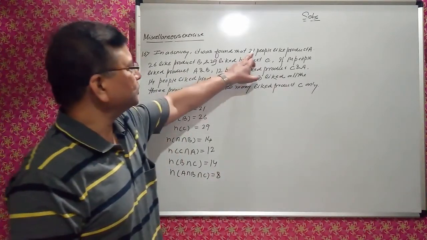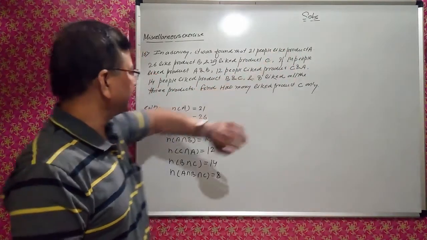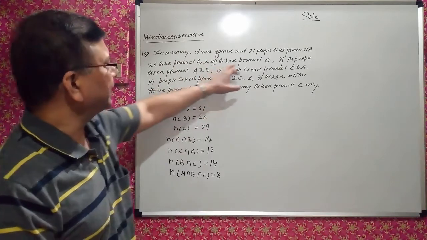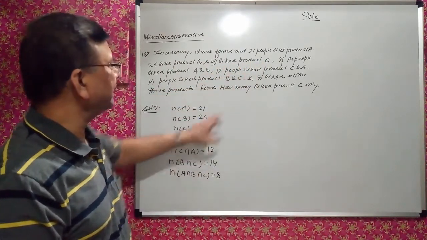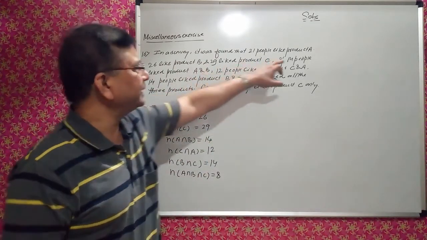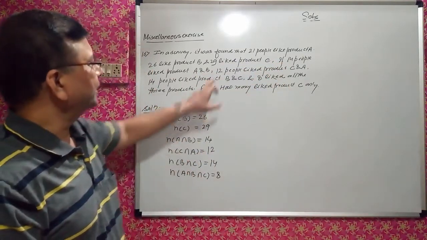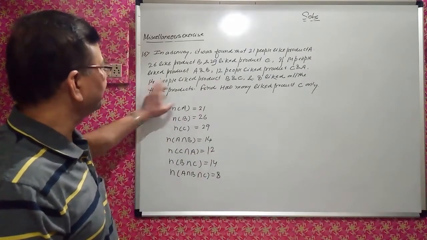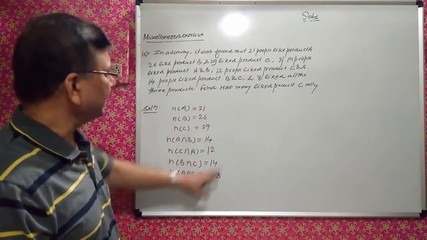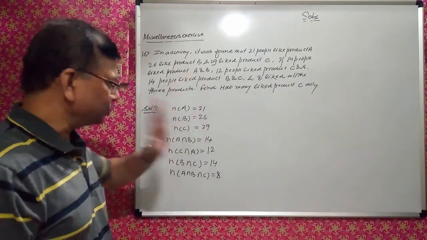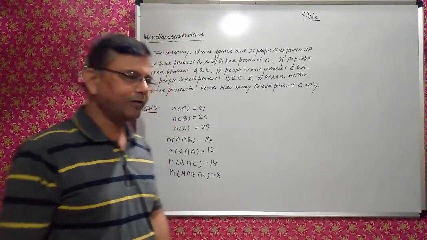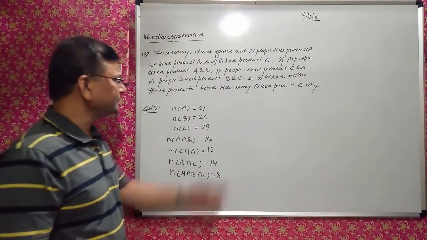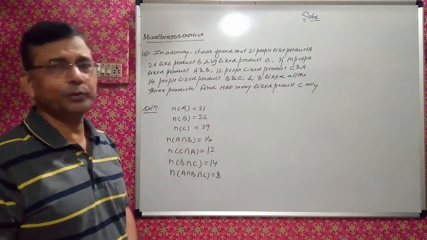NA, that is 21 people like product A. This is right. Like product B is 26. Liking product C is 29. Liking products A and B is 14. 12 people like product C and A, that is 12. 14 people like B and C, and 8 people like all the three. So this is a mathematical presentation of this textual part. Okay? Find how many like product C only.